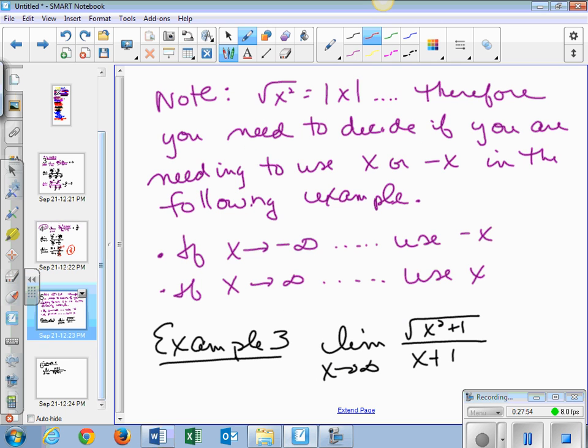All right. When I get to the next one, please look at that note. You might want to highlight that note in the middle of the page. Remember that the square root of x squared is not just x. It's the absolute value of x.